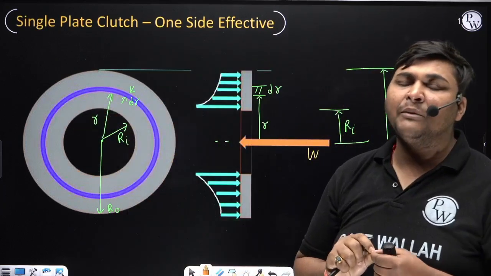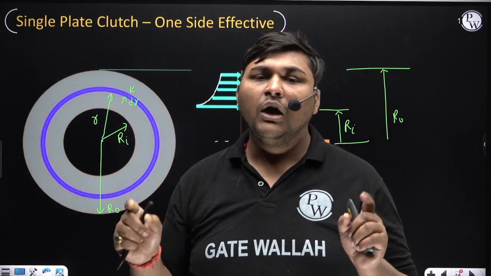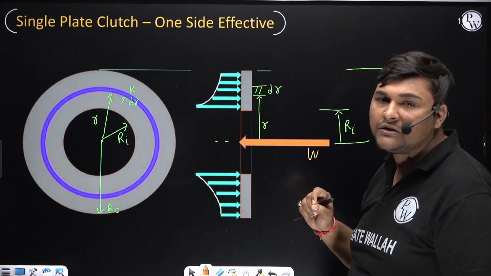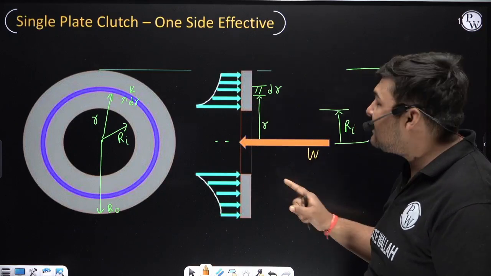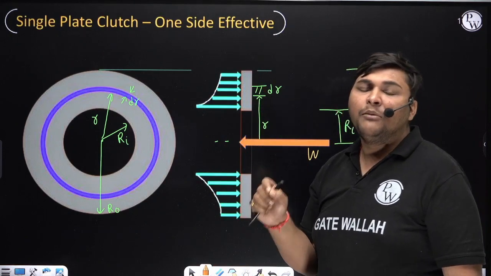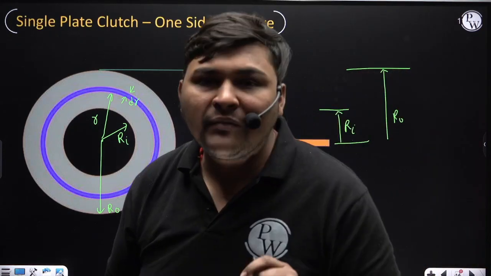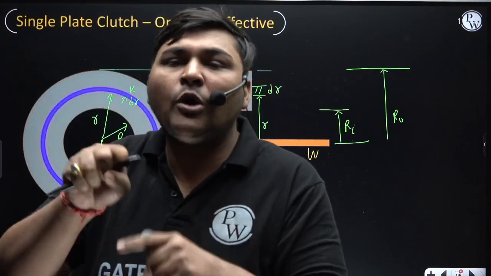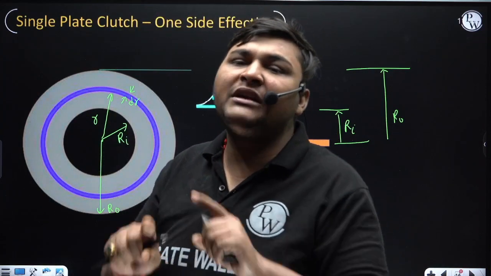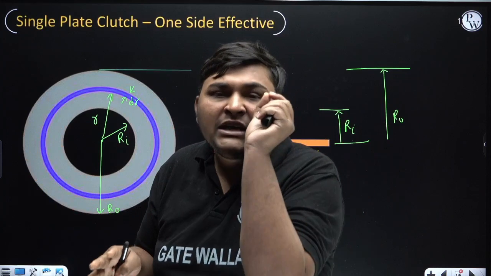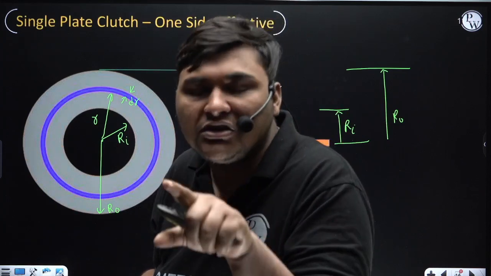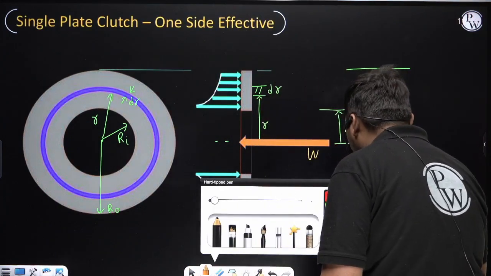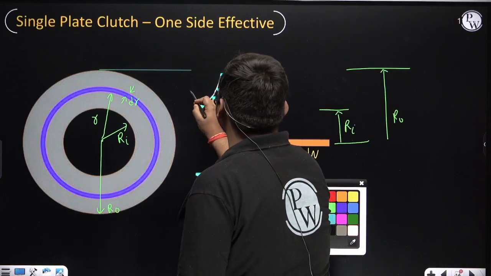Because whenever some parameter is distributed over a surface, like here pressure is distributed on this surface, we first calculate the pressure force on a strip. Since the thickness of the strip is very small, can I assume that pressure is constant over the strip? Whenever any parameter is distributed over a large surface, for any strip we can assume that the parameter is constant because the thickness of the strip is very small. So, suppose the pressure at the strip, which is at a radial distance r from the central line, is small p.